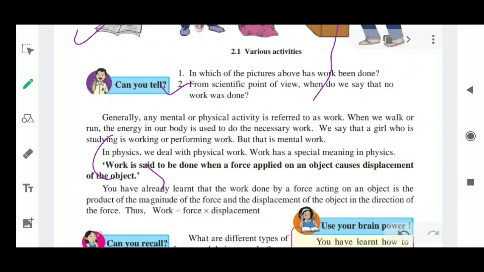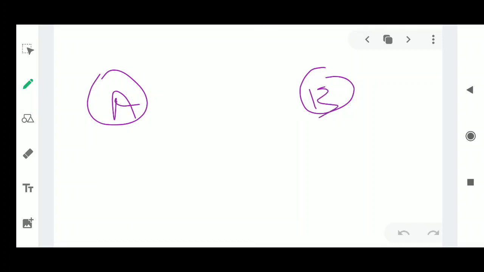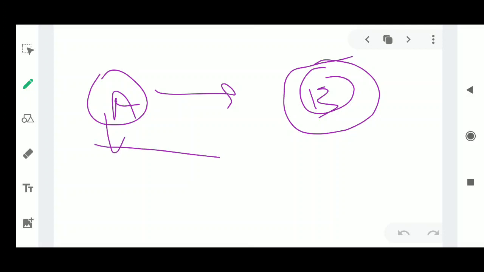Okay, so students, there is a ball at position A and this is position B. There is a ball lying on the table. When I apply some force by my hand, the ball starts moving, is displaced and goes to position B. So in this case scientifically we can say that work is done. Why? Because the ball is displaced from position A to position B.